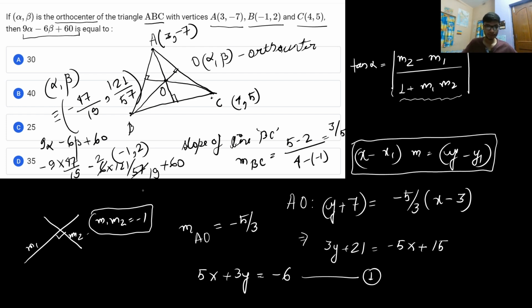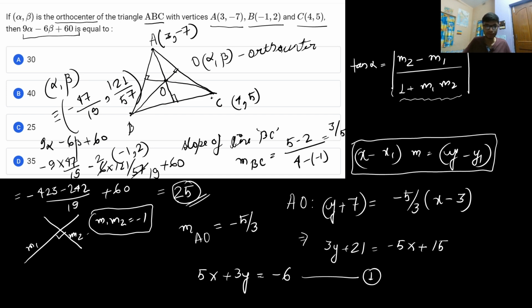So if you calculate this, 9 into 47 will become 423. So 423 minus 242, all by 19. You can calculate this on your own, I am leaving this particular calculation to you. So this will become minus (423 minus 242) by 19, plus 60. If you solve this, you can definitely solve this, and the answer will be equal to 25.